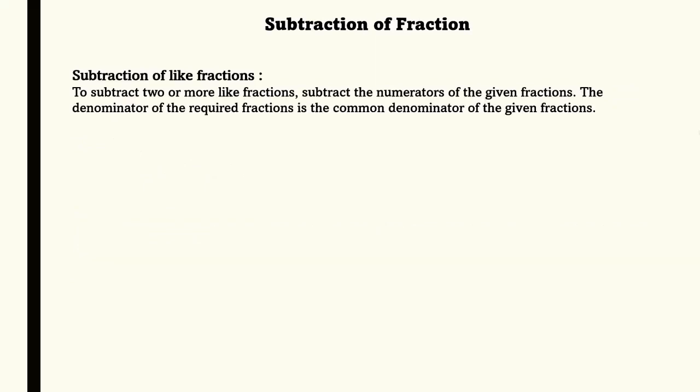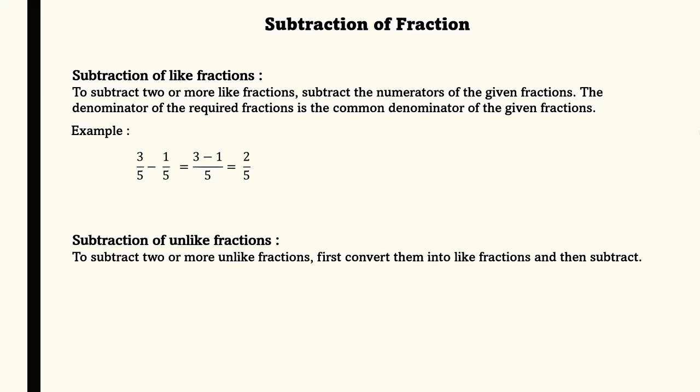Now subtraction of fractions. Subtraction of like fractions. To subtract two or more like fractions, subtract the numerators of the given fractions. The denominator of the required fraction is the common denominator of the given fractions. 3 by 5 minus 1 by 5 is equal to 2 by 5.